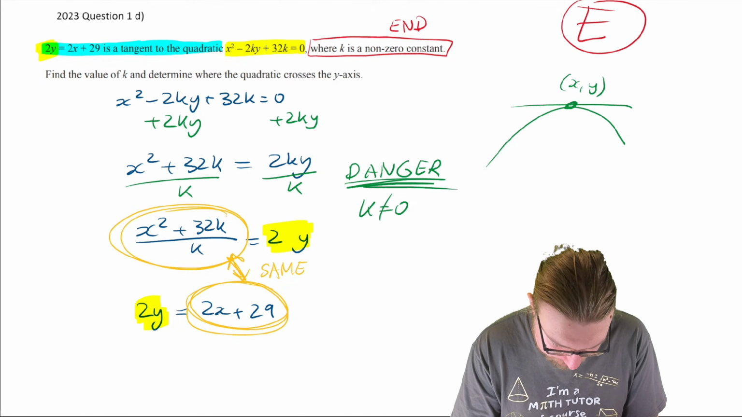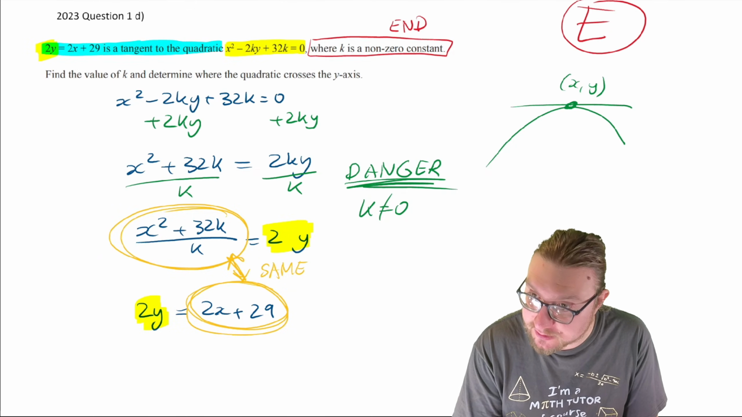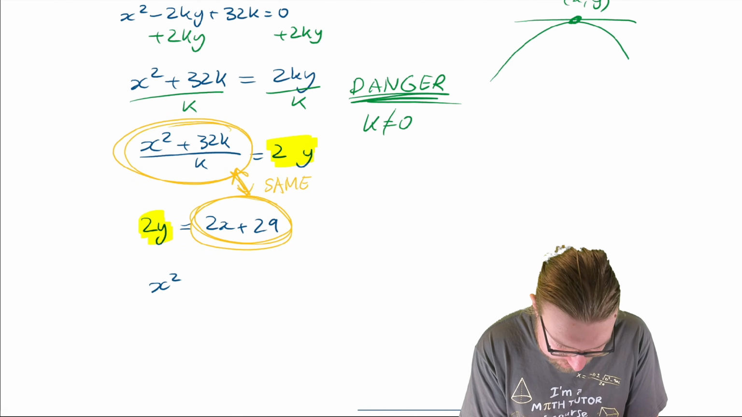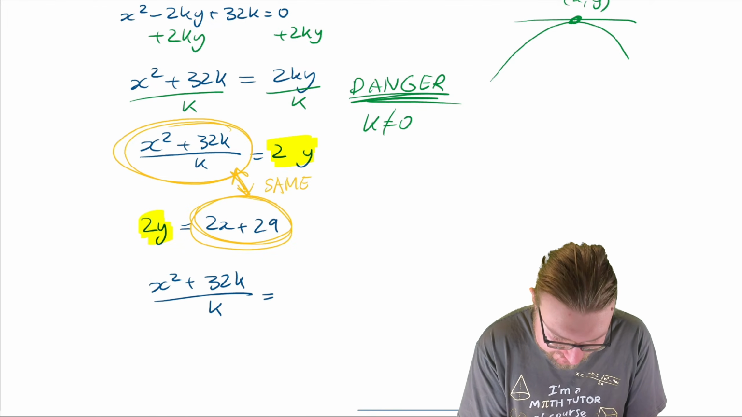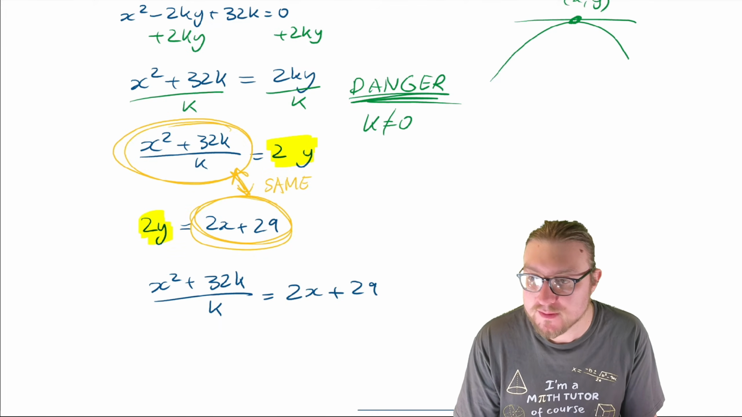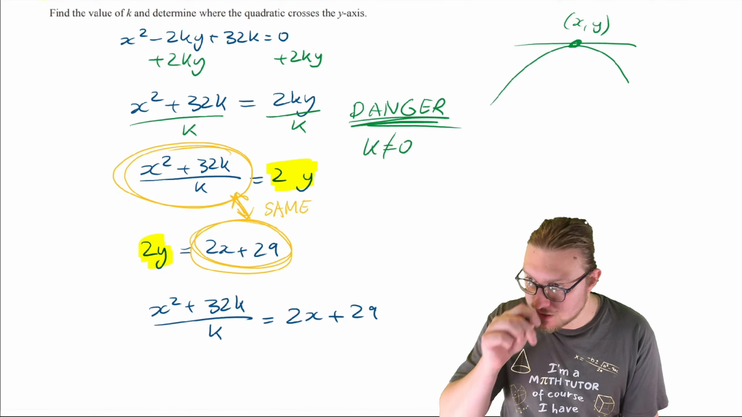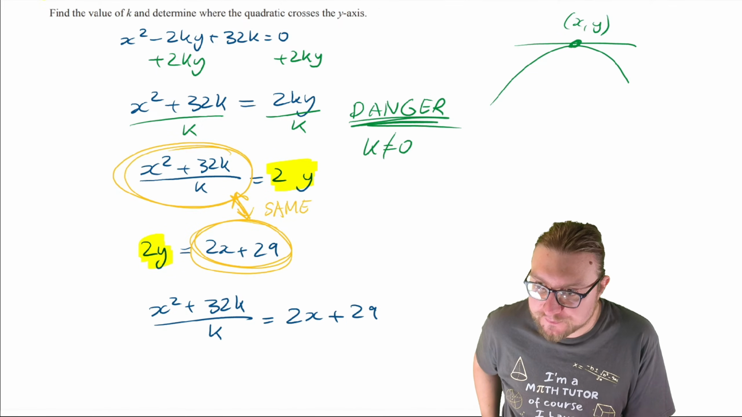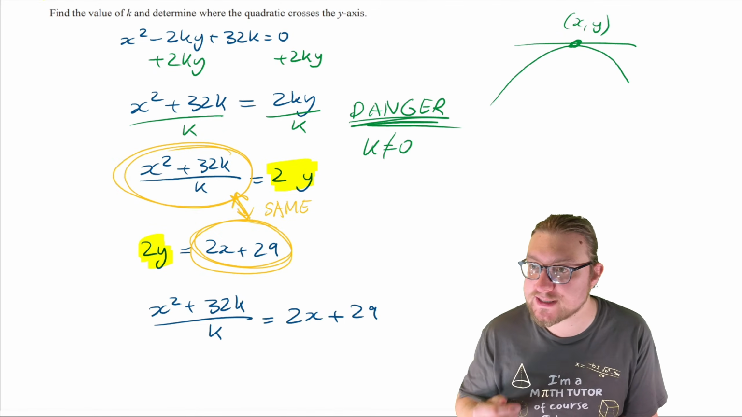Okay, so what we can do is we can write them together. So we're going to get x squared plus 32k over k is the same as 2x plus 29. And what is the next step here that we need to do? I will simplify this with you, yeah? And then you guys need to keep in mind, why are we doing this and what is our next step here?